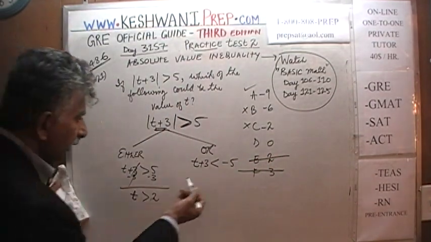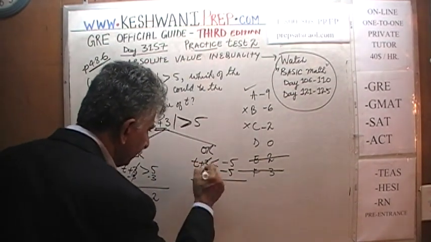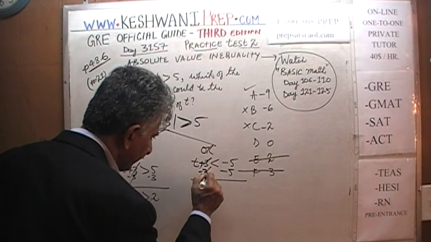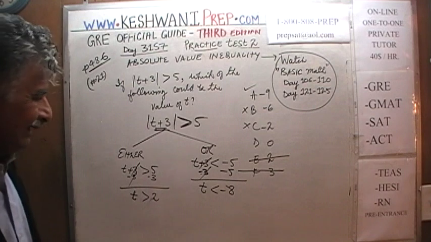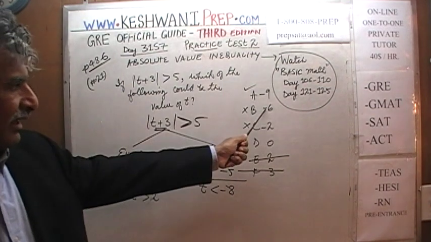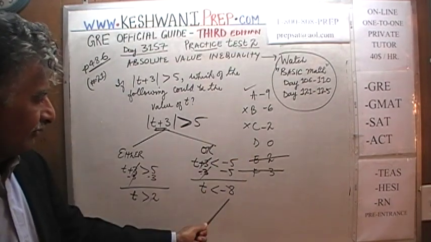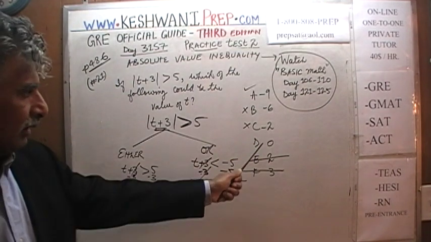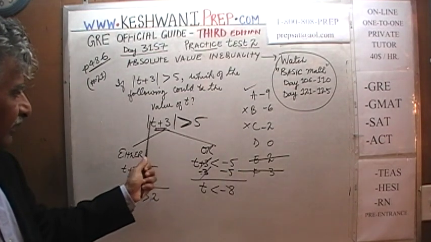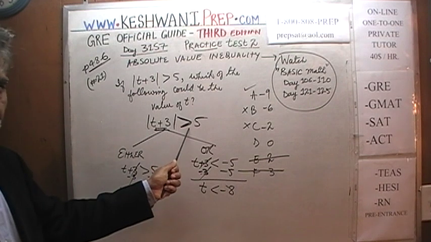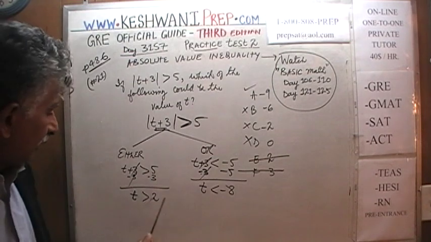Let's carry on. And here, if you subtract 3 from both sides, or rather add negative 3 to both sides, the positive 3 and negative 3 will cancel out, and we'll find that t is less than negative 8. It has to be less than negative 8, and as you can see, negative 6 is not less than negative 8, which is why it did not work. Negative 2 is not less than negative 8, that's why it did not work. And if we had tried 0, we would have found that 0 would not work. If you put in 0 here, 0 plus 3 is 3, absolute value of 3 is 3, and 3 is not more than 5. It doesn't work. It has to be either less than negative 8 or more than 2.